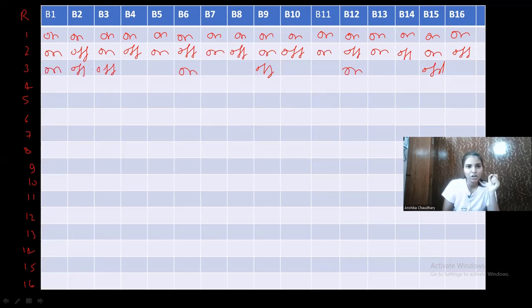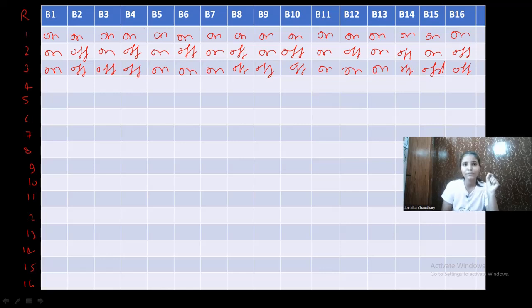On, off, off, on, off, off, on, off, and off. Okay. Now at the fourth iteration, each fourth bulb will be toggled in this state.